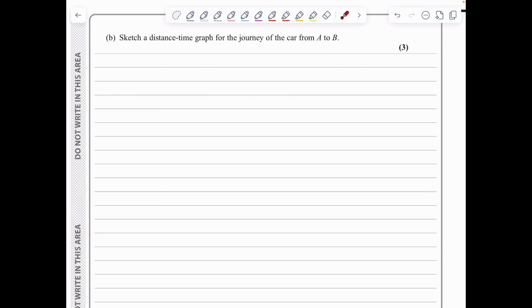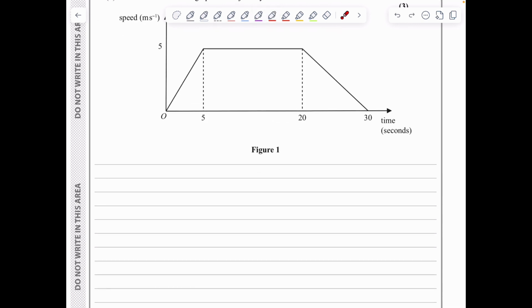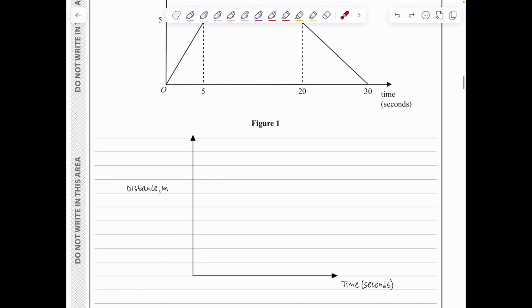In part B, we're asked to sketch a distance time graph for the journey of the car from A to B. So this is the speed time graph we were given. Let's go for the distance time graph. We've got the distance against time. For the first 5 seconds, the car is accelerating. So the distance against time is going to be a curve bending inwards. So for the first 5 seconds, this is what's happening here.